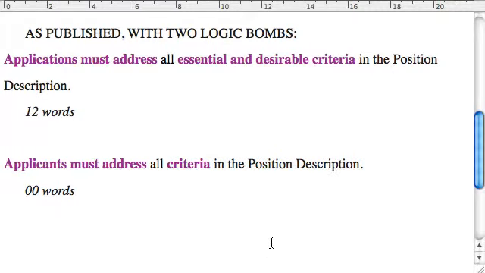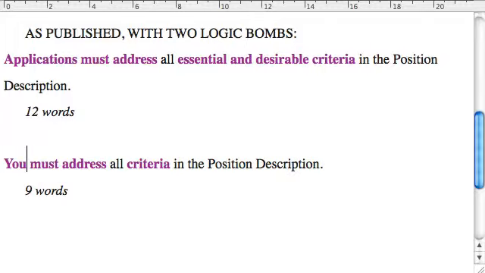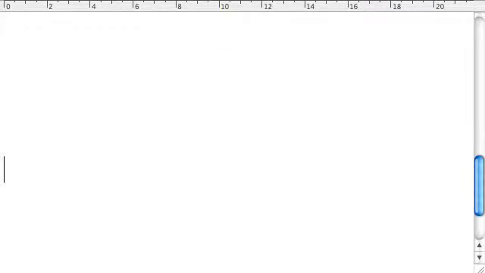The assumption being that the only criteria in a position description are going to be essential and desirable, otherwise they wouldn't be there, would they? And now we're down to 9 words. And all we have left to do is apply the U rule and address the reader as an individual rather than a member of an anonymous mass of applicants. You must address all criteria in the position description.